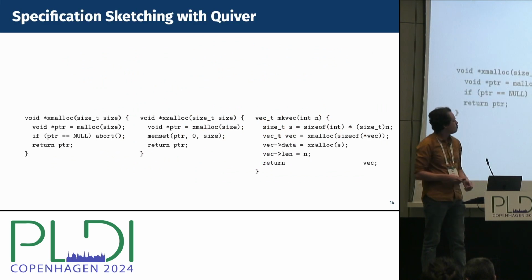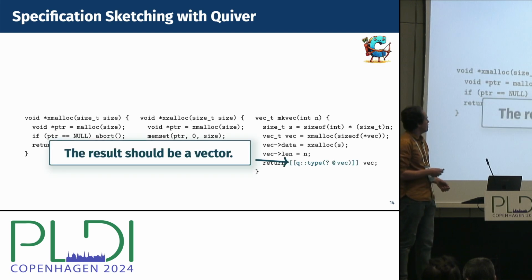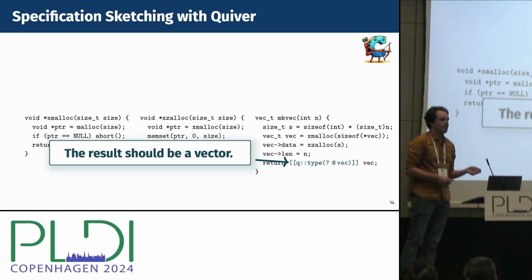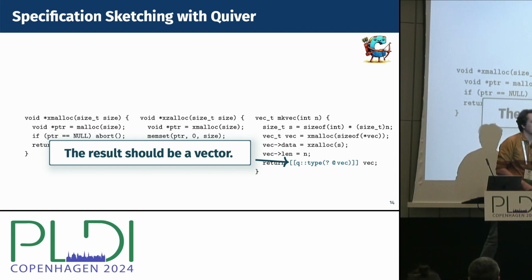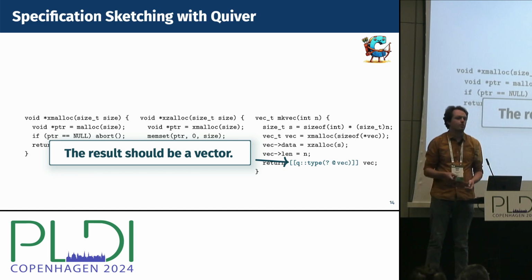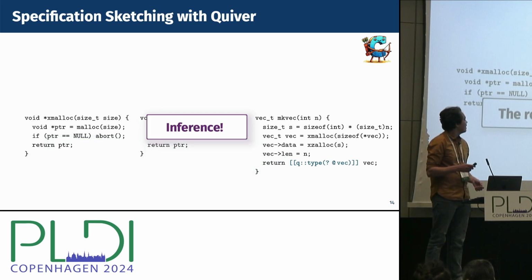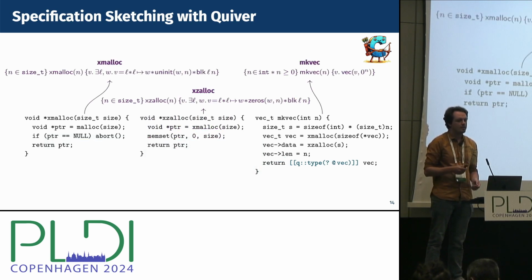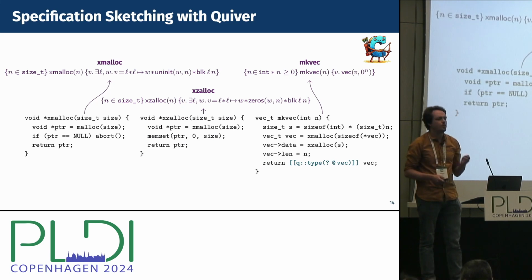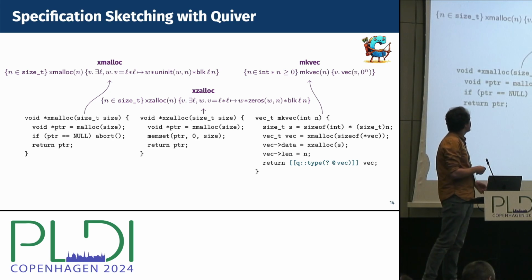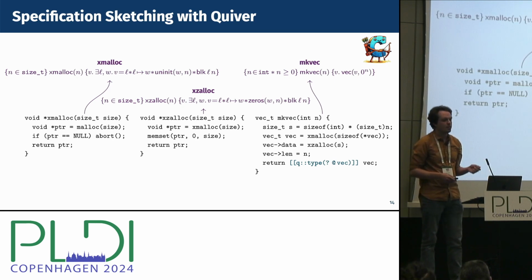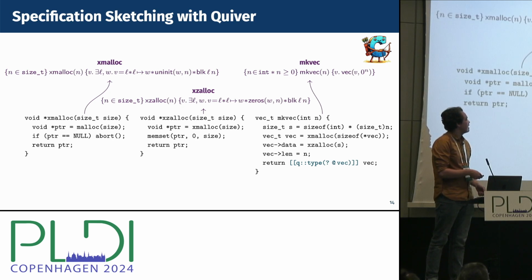Once you've done that, you can move on to sketching the specifications. And in this particular example, we really need only one sketch. Namely, we say that at the end of the makeVec function, the result should be some vector. And as I promised you earlier, these sketches can contain holes. So as you can see here, there's a question mark where we leave open which value the vector should have at the end of the function. And then we run the inference. And what the inference does is it infers the same specifications that I showed you earlier. So for xmalloc and xcalloc, it puzzles together the specifications from the functions in the standard library that these are using. And for makeVec, it additionally takes our sketch into account to say, well, the result should be a vector filled with n zeros.